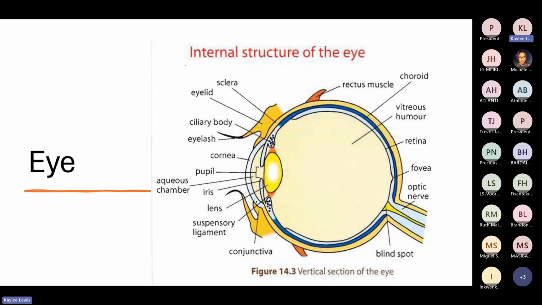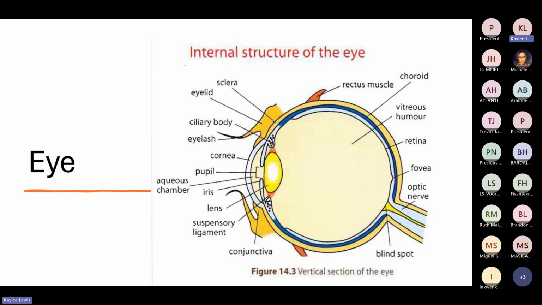And it is also transparent, which is important because we want the light rays to basically go through the cornea and right to the back of the eye, to the retina, where your photoreceptors are. Okay, so that's the cornea.